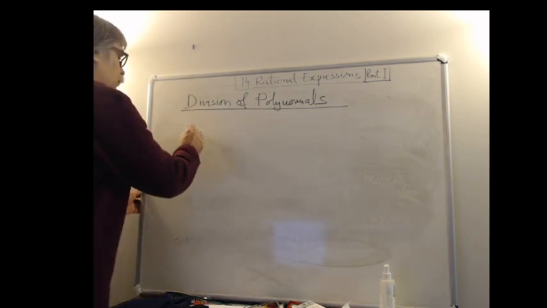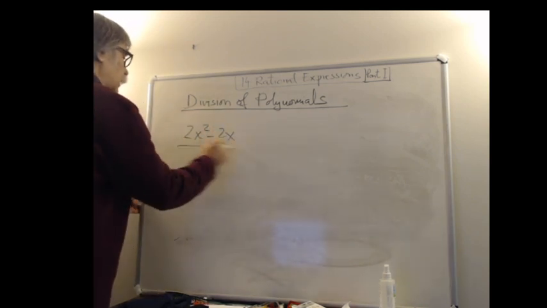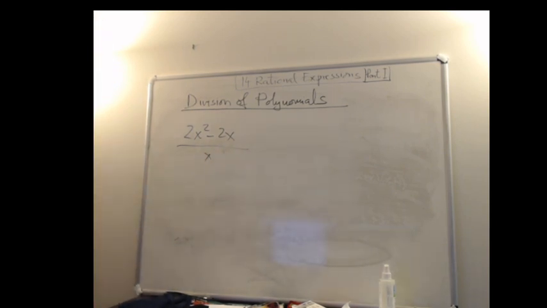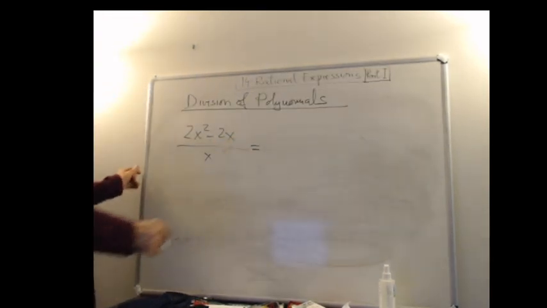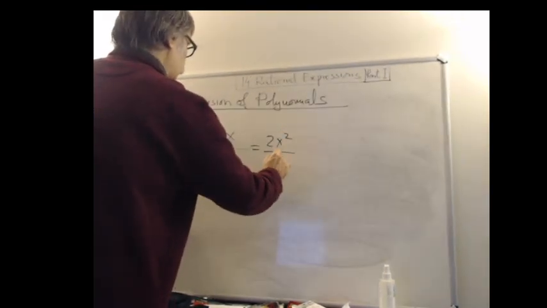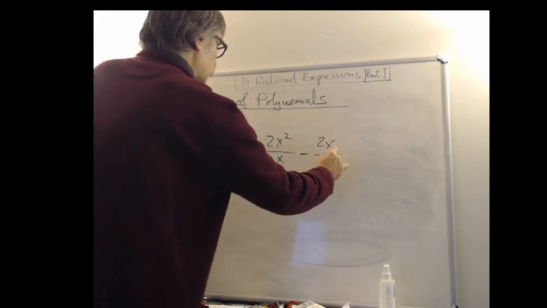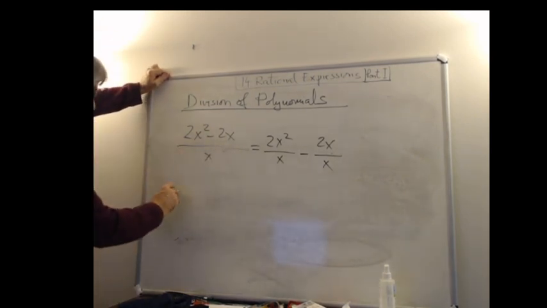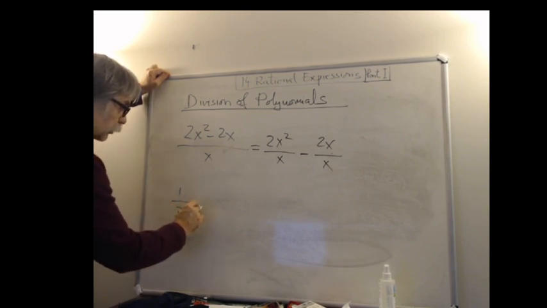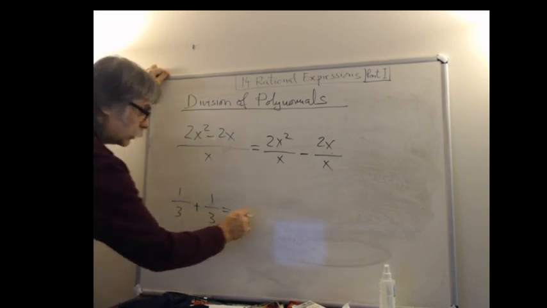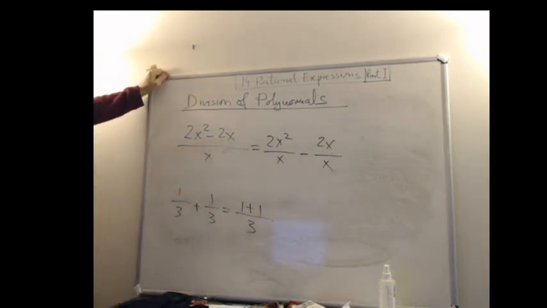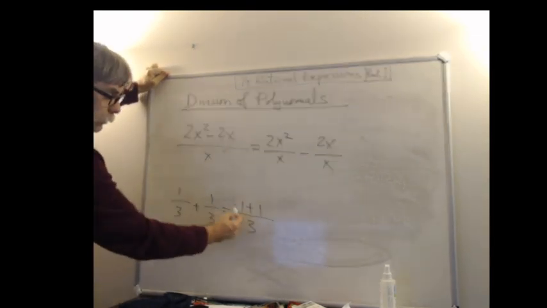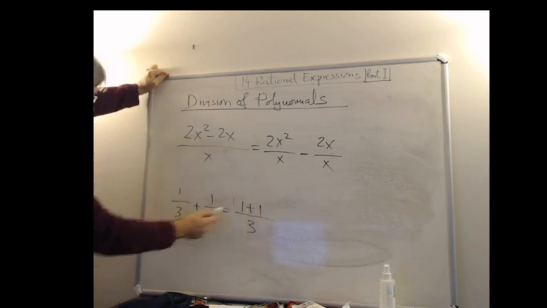So I have this example, 2x squared minus 2x divided by x. What do you do here? Simple stuff. Split it up. 2x squared divided by x minus 2x divided by x. How hard is that? Okay? Again, you can do that because, again, 1 over 3 plus 1 over 3, how do you do that? You put 3 on the bottom and you put 1 plus 1 on the top. So if you go in reverse, this you can split. Right?